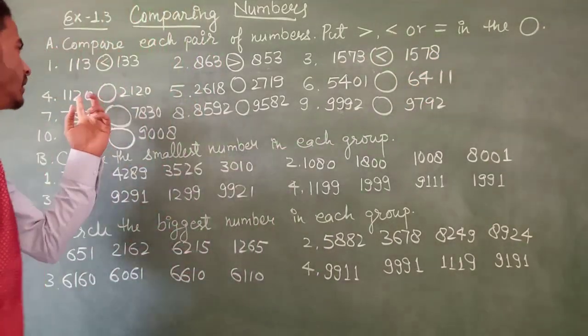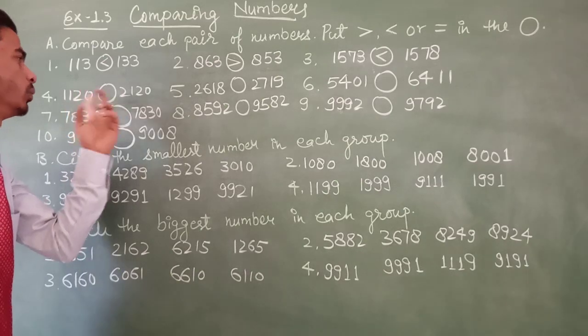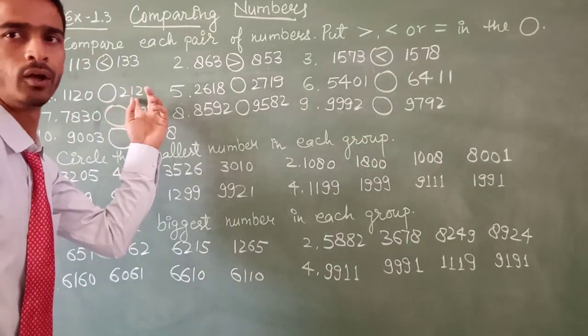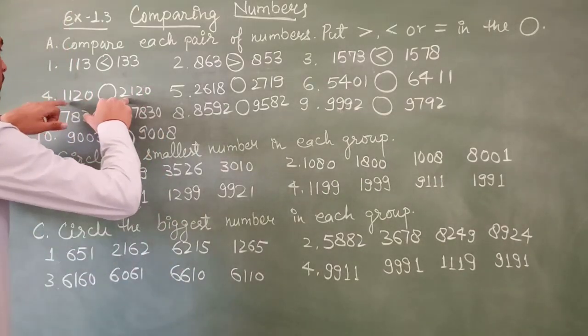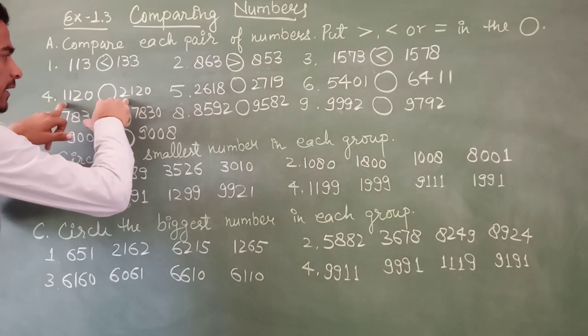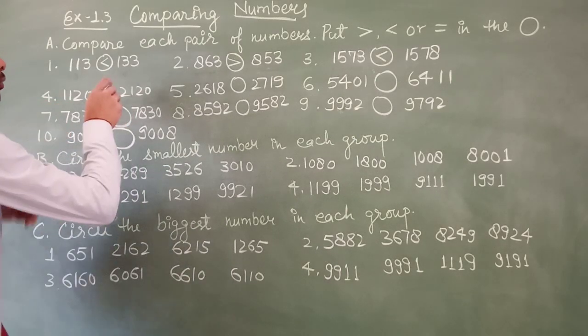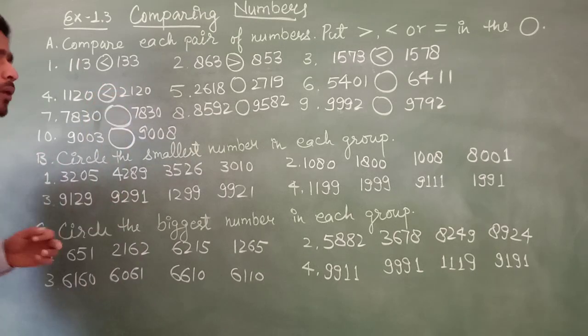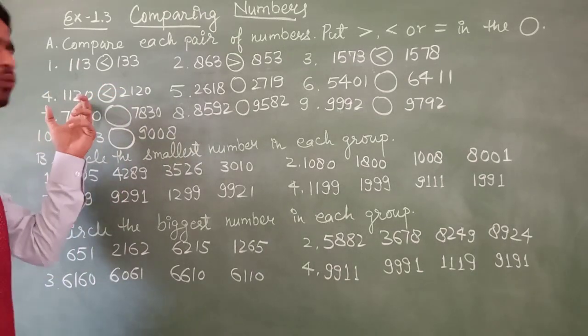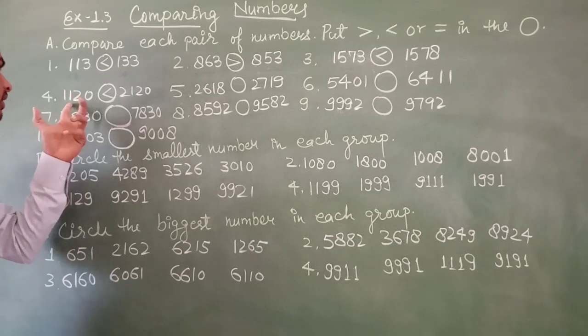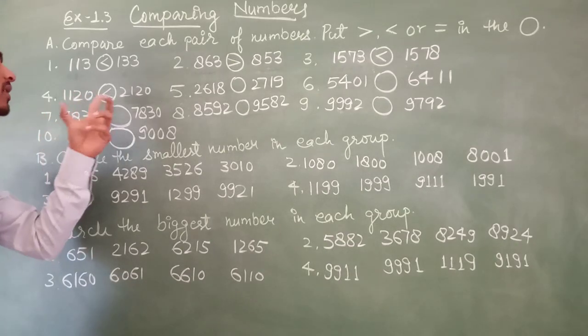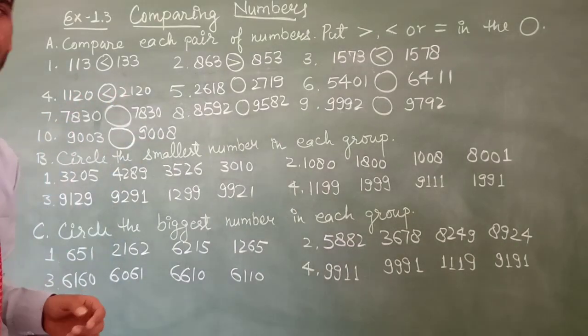Come on, next question, that is 1120 and 2120. Firstly, we have to compare the 1000s places, and we can see here that 2 is greater than 1. So we can say that 2120 is greater than 1120. In other words, you can also say that 1120 is smaller than 2120.